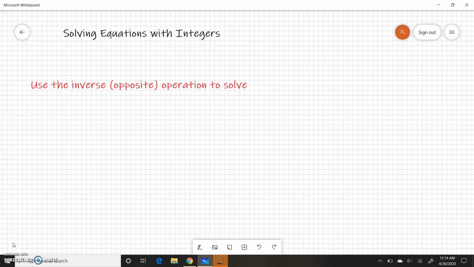So basically the rule when you're solving equations with integers is to use the inverse or the opposite operation than what is shown in the question. So I think once I do a few examples, you're going to catch on pretty quickly because you're going to remember that we've done this before.